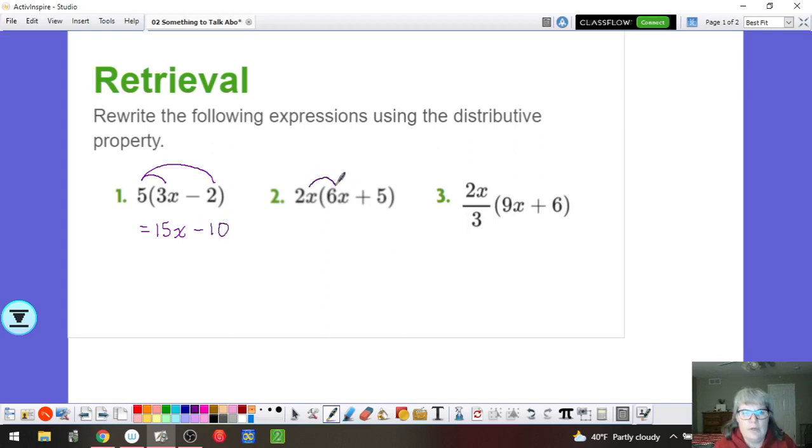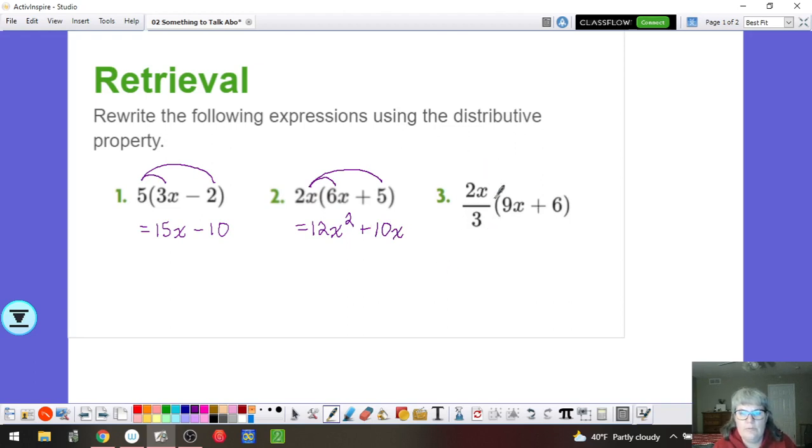When we distribute on number 2, you'll notice that you're going to have a 2x times a 6x. So not only do you multiply 2 times 6, which is 12, you need to multiply x times x, which is x squared. 2x times 5 is plus 10x.